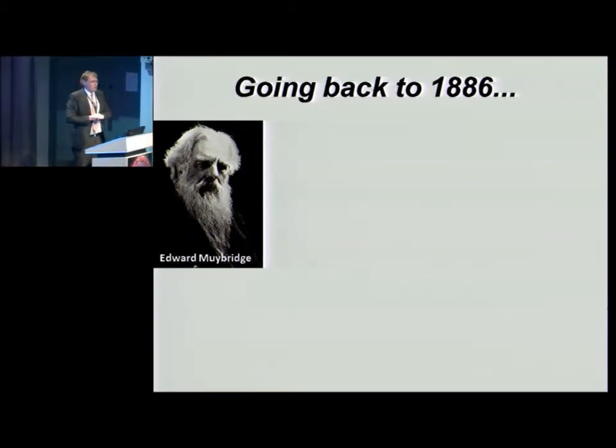So Muybridge answered the question by doing the equivalent of what today we would call a pump-probe experiment. In a sense, there was an initiation of the galloping of the horse, and then at various moments during its galloping, he took snapshots, and then these snapshots we can all put together to make a kind of movie.